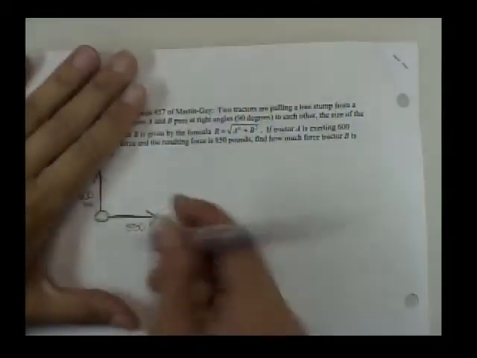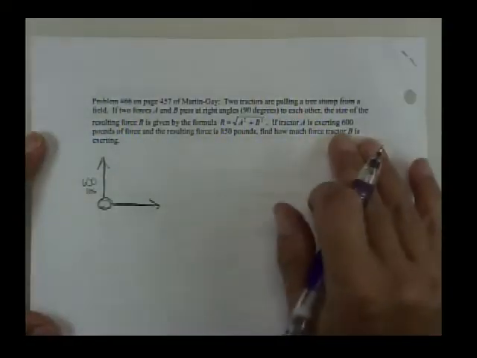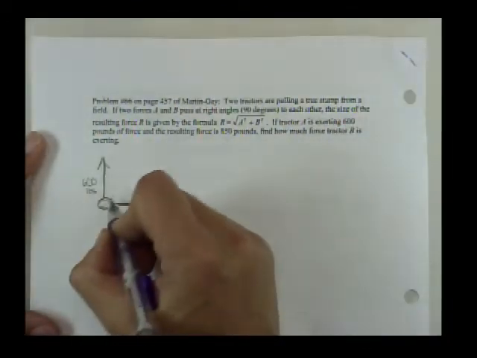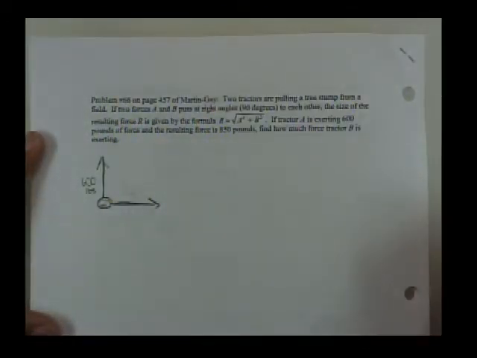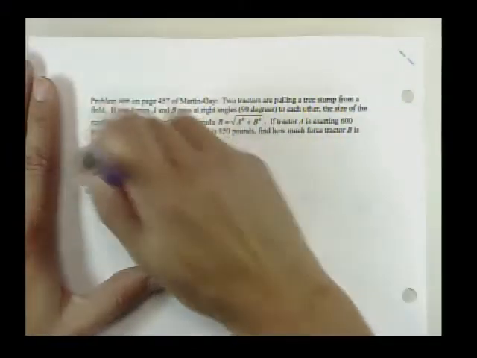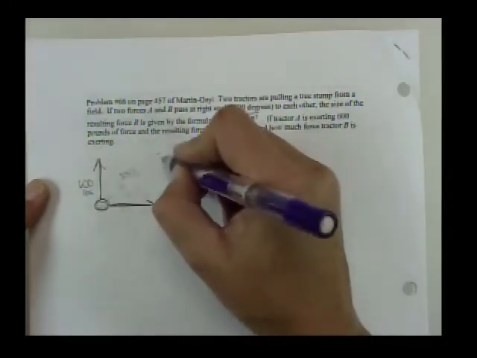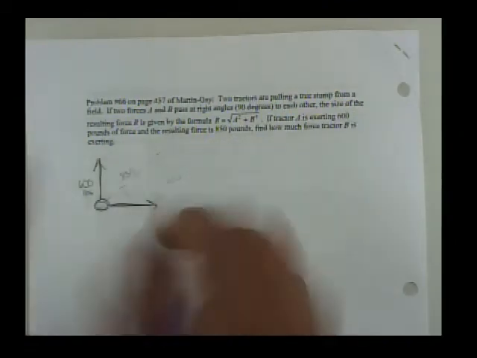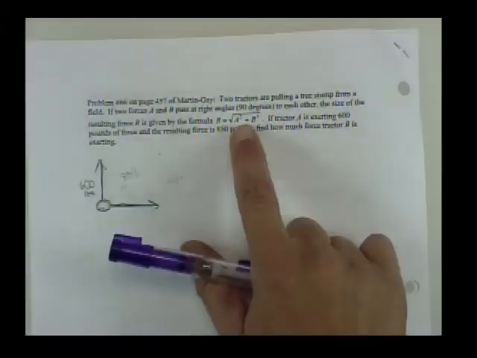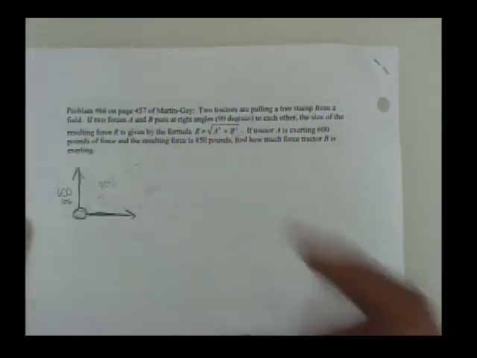Oh, we're supposed to, okay, we don't know how much tractor B is. Okay, find how much force tractor B is exerting. Except the thing is, it's not going to look like that. You want it coming from the tree stump. So this is going to be 850, but you know that this part is 600, so what's that? And they give us the formula anyway. So the 850 goes in for which letter? The R.